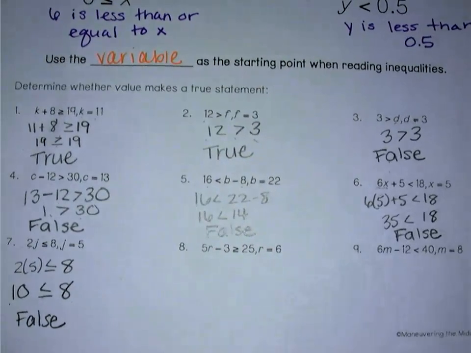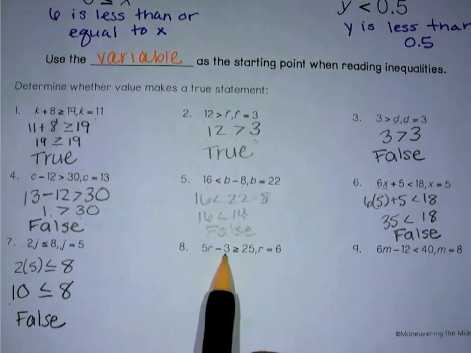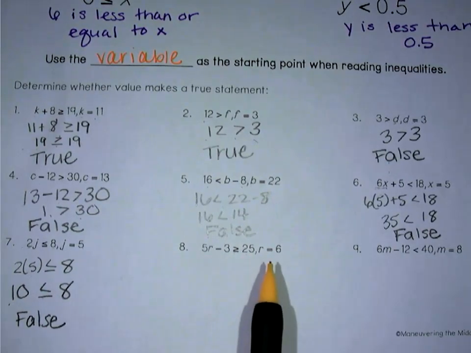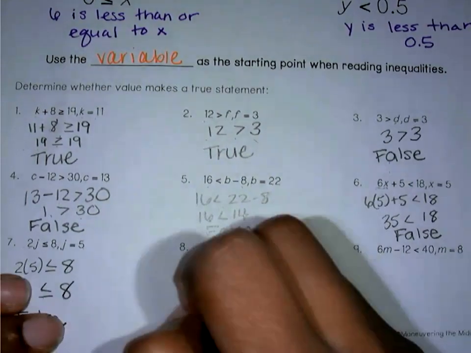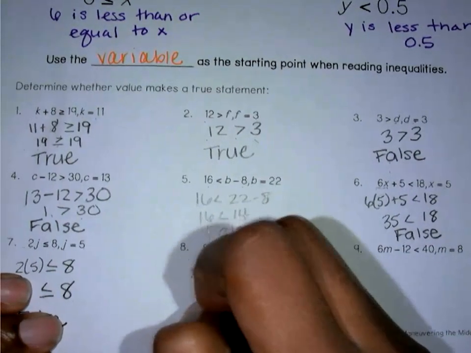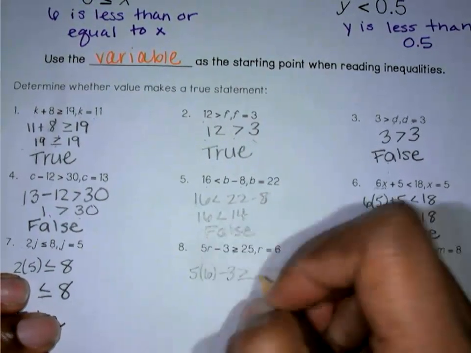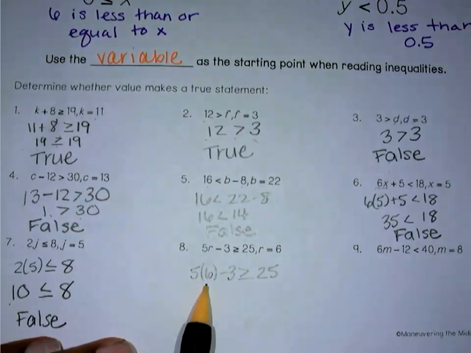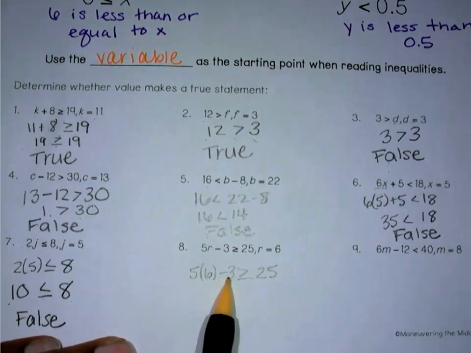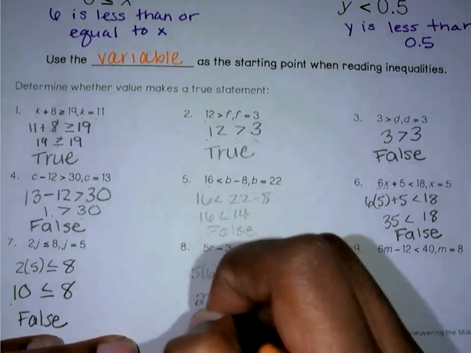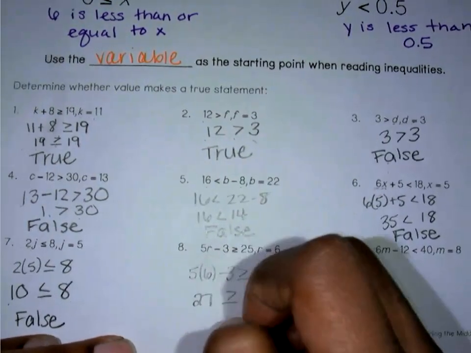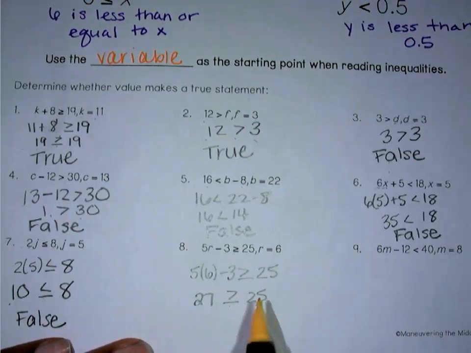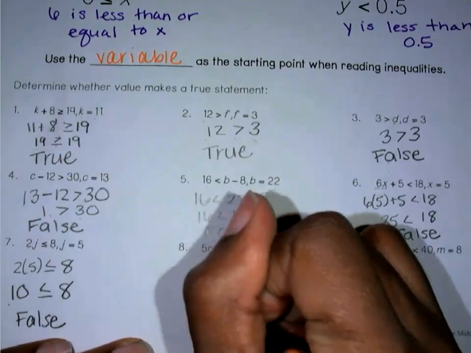Number 8, we have 5r minus 3 is greater than or equal to 25 when r equals 6. So plug in 6 where you see it, r. So you have 5 times 6 minus 3 greater than or equal to 25. Now you have 5 times 6, which is 30. And I know that 30 minus 3 is 27. And that sign was greater than or equal to 25. Is 27 greater than or equal to 25? Yes. This one is true.